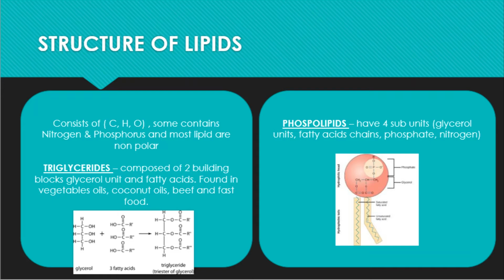Triglycerides composed of many unsaturated fatty acids melt at a lower temperature than those triglycerides with saturated fatty acid. So we know that unsaturated fatty acid exists in the liquid state at room temperature. Now let's move to the next box, which is phospholipid.